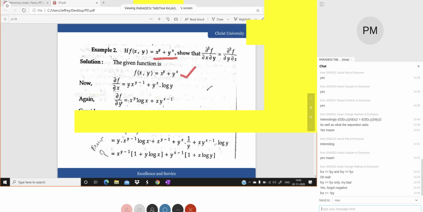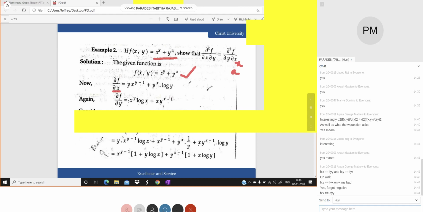You're differentiating with respect to x. So when you're differentiating with respect to x, y is a constant. So y would come ahead: y into x power y minus 1, because x power 7 is 7 into x power 6. So x power y gives y into x power y minus 1, because y is a constant. Then y power x is a constant raised to the power x. So what is the derivative of a power x? Derivative of a power x is a power x log a. So derivative of y power x is y power x log y.